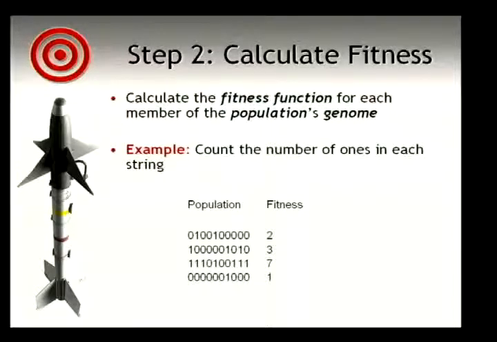First, we calculate the fitness function for each member of the population's genome. So in our example, we simply go through each binary string and count the number of ones in the string.